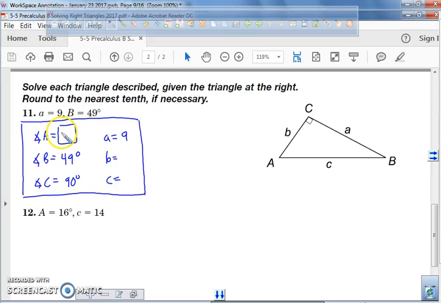How many degrees, Adam? 41. That's correct. Because 41 degrees plus 49 degrees is 90 degrees. And 90 plus 90 gets you to a total of 180. Because when I say triangle, you say? 180. Triangle. 180. Triangle. 180.